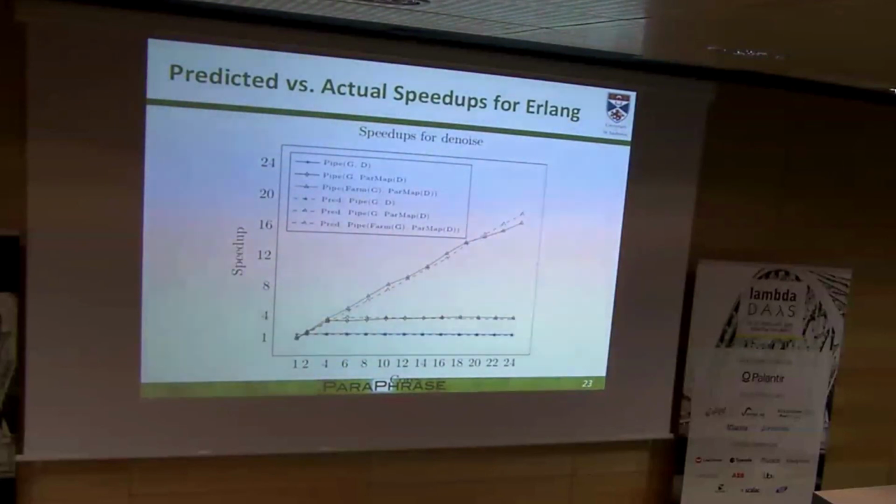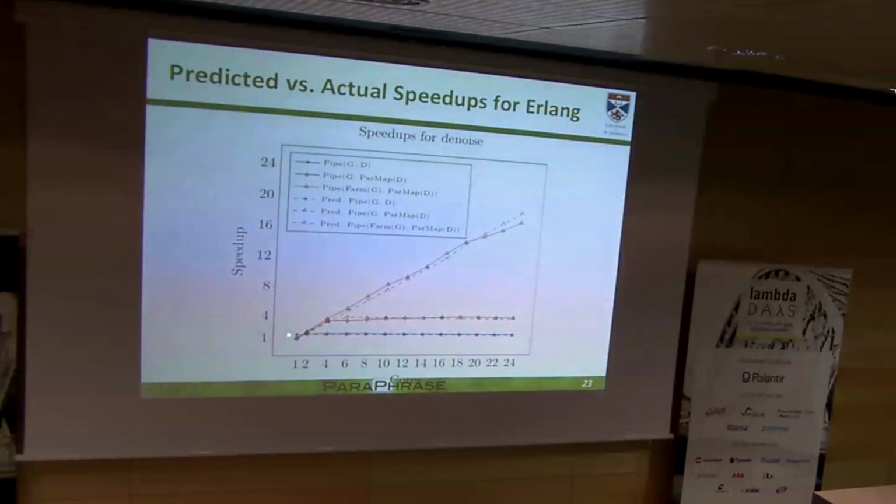So this is just a summary of that kind of process. What this graph is showing along the bottom is the number of cores, from 1 to 24 in this particular case, running on a 24-core machine. Going up on this side is the speedup, so this is how many times faster this is running against the original sequential version.